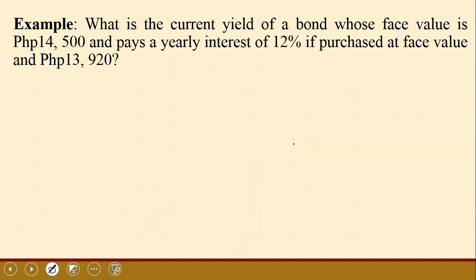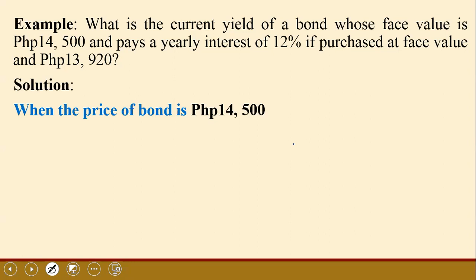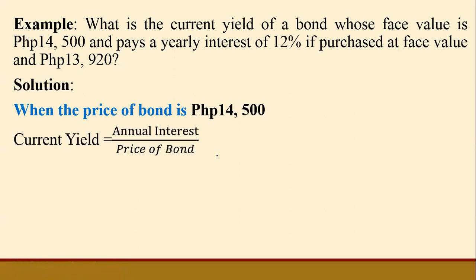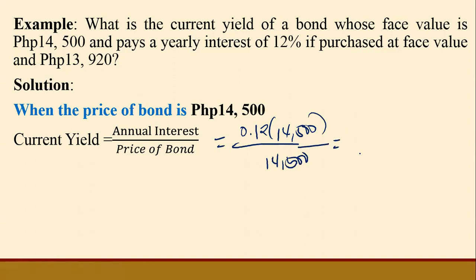Example. What is the current yield of a bond whose face value is 14,500 and pays a yearly interest of 12%, if purchased at face value and at 13,920 pesos? So when the price of the bond is 14,500 pesos, the current yield will be 0.12 times 14,500 over 14,500.